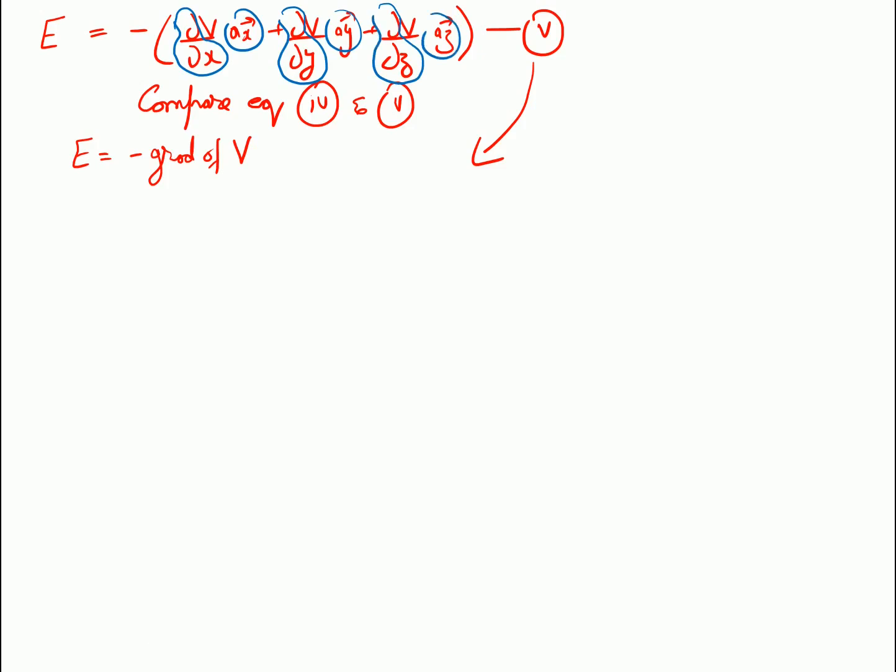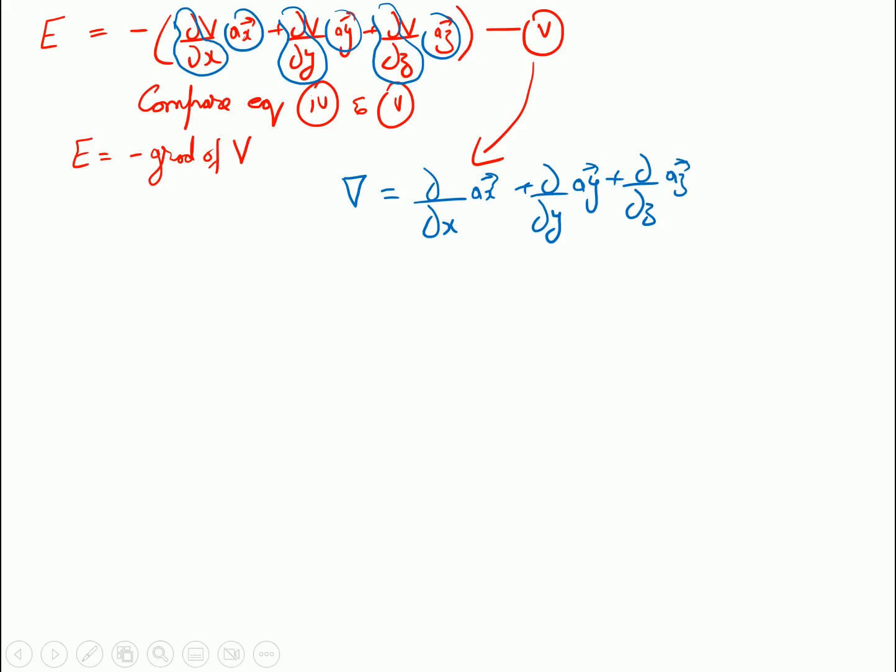We know that this is nothing but a del operator. Del operator is partial by partial x along A of X plus partial by partial y along A of Y plus partial by partial z along A of Z. So this is a del operator. So I can replace equation 5 as E equals negative, all these terms replaced as del, and the remaining value is V.